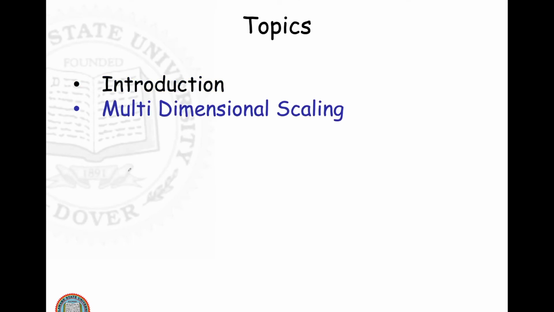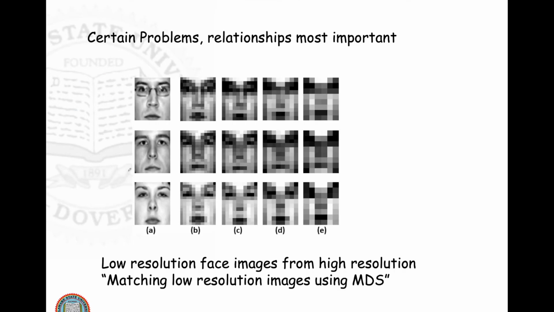So let's take a look at multidimensional scaling. Certain problems exist where the relationships between your data, i.e. the neighborhood, is most important. Let's take a look at these space images. In the first column, column A, we have a normal or high-resolution version. And then in columns B, C, D, and E, we have subsequently lower resolution versions of these pictures.